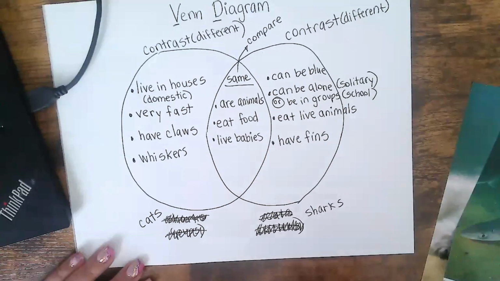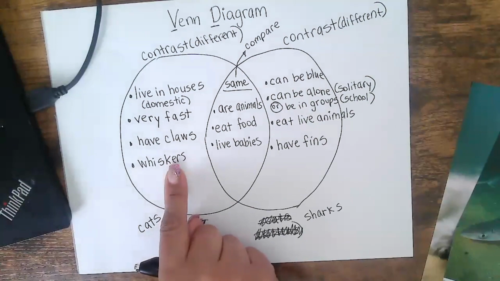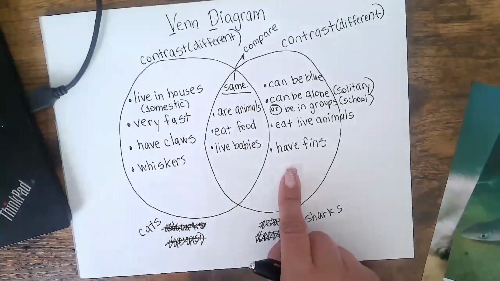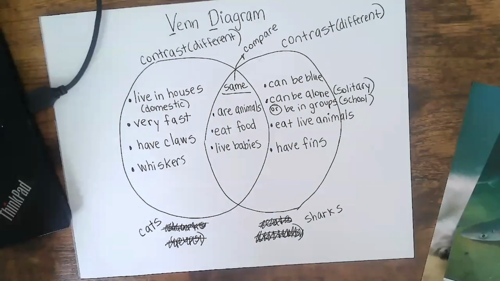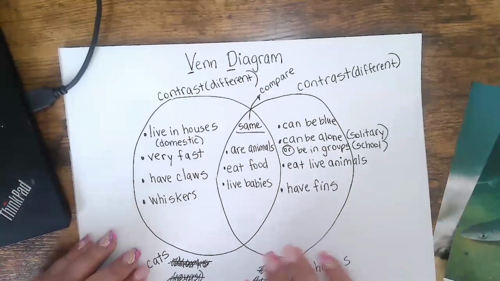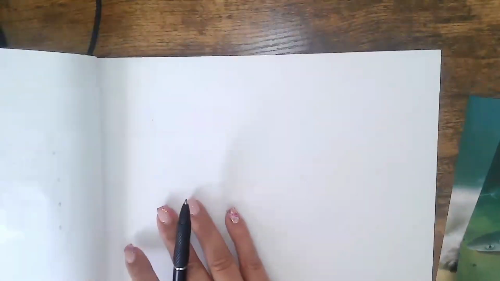Excellent. So here we have things about cats that are special to cats, things that are special to sharks. And in the middle, we have things that are true of both of them. So you're going to go ahead and put this aside for now. I'm going to flip the page. Okay. And we're going to go ahead and write a paragraph.